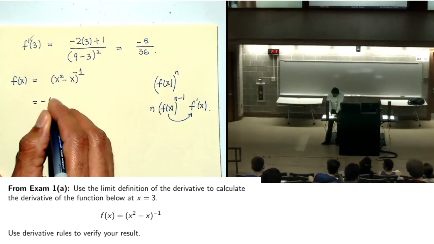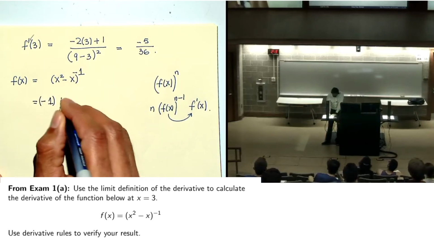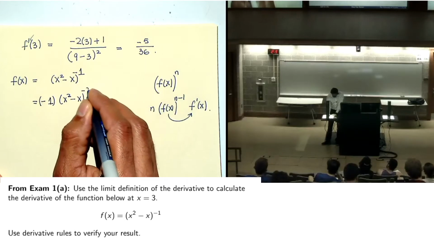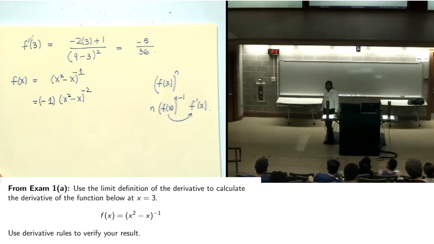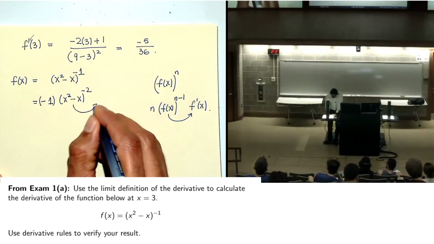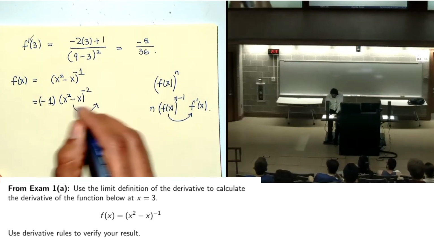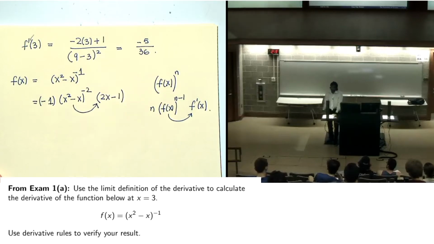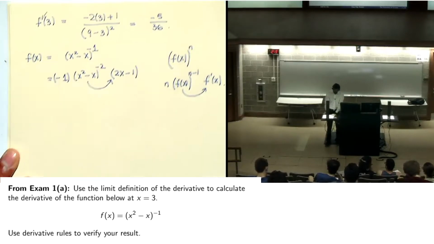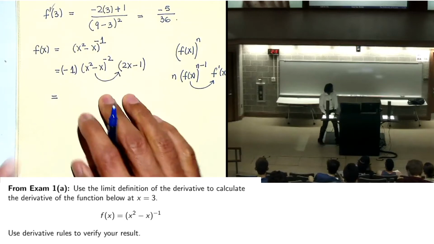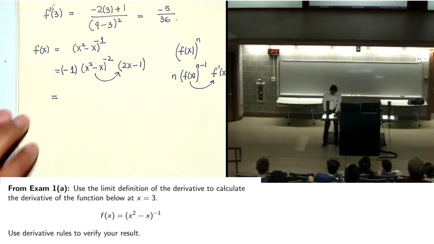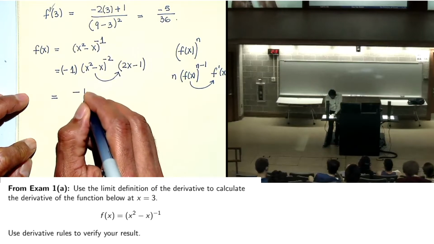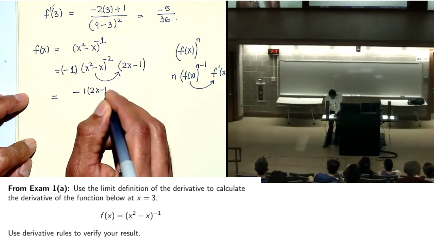I take the power down, so 1. I take 1 from the power, that's 2. 1 minus 1 is 2. And then I multiply the derivative, inside derivative, which is 2x minus 1. Okay? If you don't think this term is equal to that term which I computed doing a lot of calculation. So this is going to be minus 1, 2x minus 1.